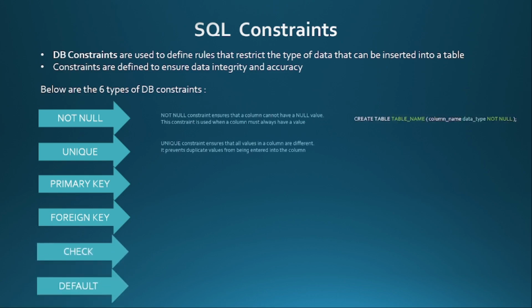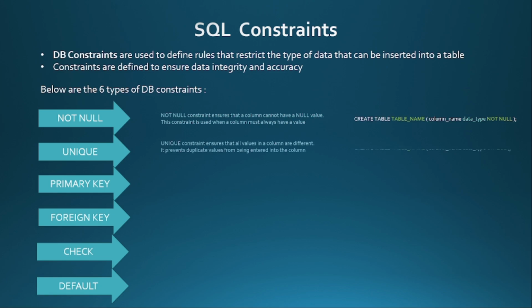Not null constraint. When we define it, the syntax is create table, table name, column, data type, not null. This ensures that a column cannot have null values. That is where we will define the not null constraint.